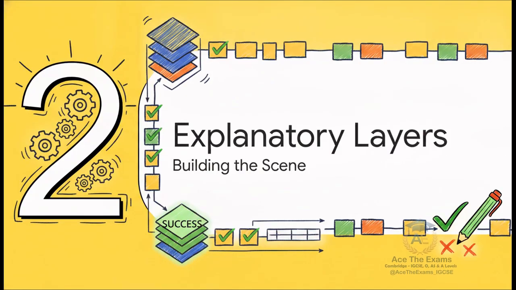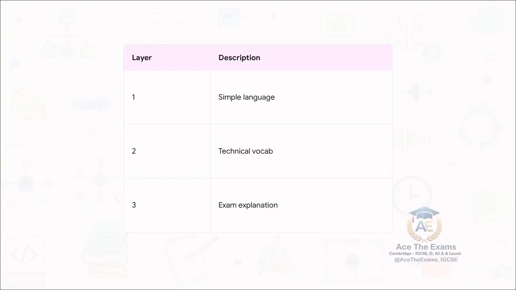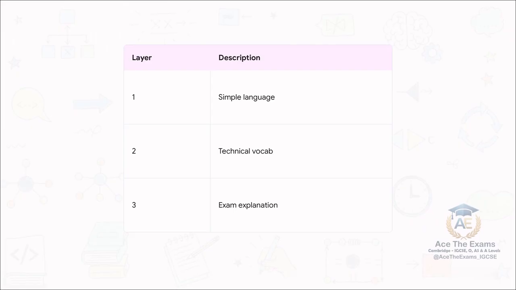Moving on to section 2, the 3 explanatory layers, building the scene layer by layer. So you're probably wondering, how do we reliably construct that high-scoring, PEEL-structured explanation every single time, without fail? Well, we are going to build your scene layer by layer. Consider this your official computer science success blueprint.